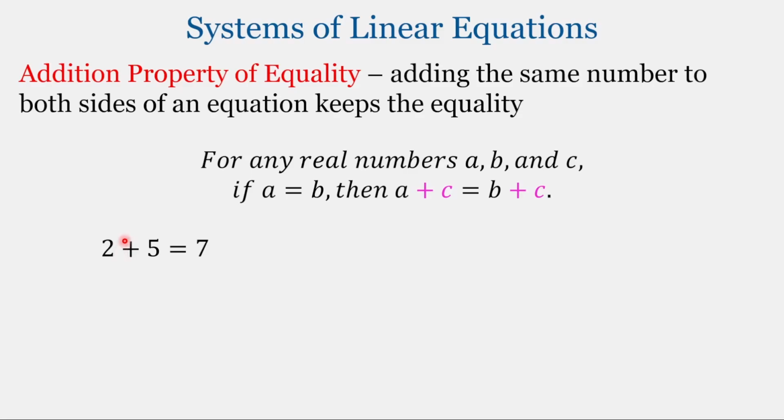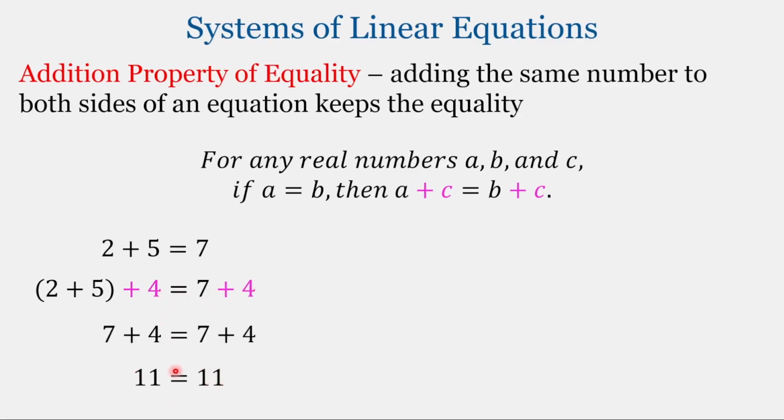Using arithmetic, this would be like having the equation 2 plus 5 equal to 7. We could add 4 to both sides of this equation. So we're adding the same number to both sides. Simplifying both sides down, we end up with 11 equal to 11. We kept equality.